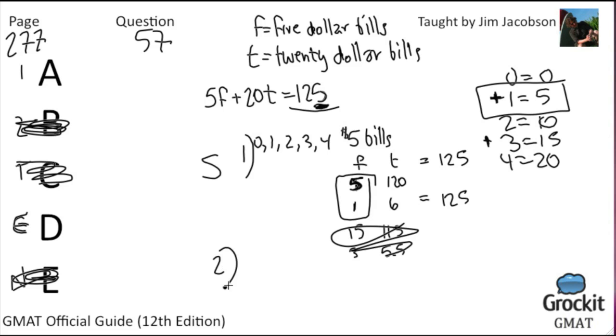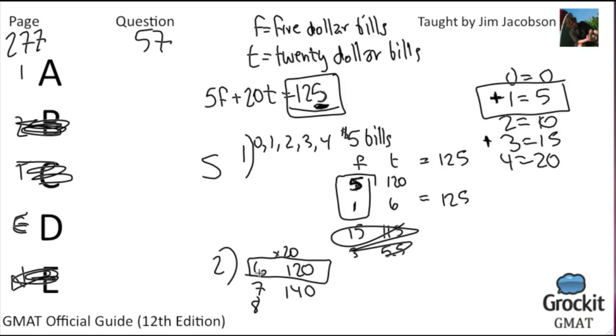So statement two, Max has more than five bills worth $20 each. More than five, well, so if he has more than five, he may have six or seven or eight $20 bills. So six $20 bills would give him $120. Seven $20 bills would give him $140. And we can stop there because we already know he only has $125. So in order to have more than five $20 bills, he can only have six and still be under the dollar amount.